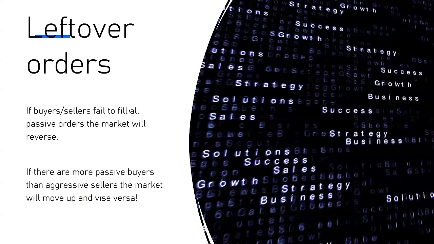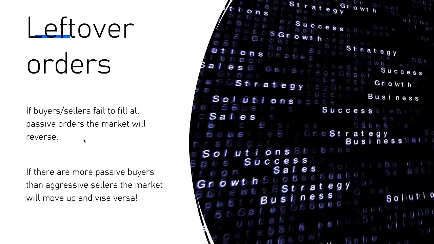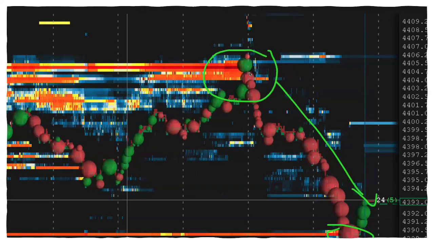Leftover orders on Bookmap are something we're going to use a lot too, which is pretty key. So basically, if buyers and sellers fail to fill all the passive orders, especially if it's in supply and demand, the market will reverse, right? You can use it on Bookmap, you can use it on level 2, whatever it is. If there's more passive buyers and aggressive sellers, the market will move up, and vice versa. So here's a good example.